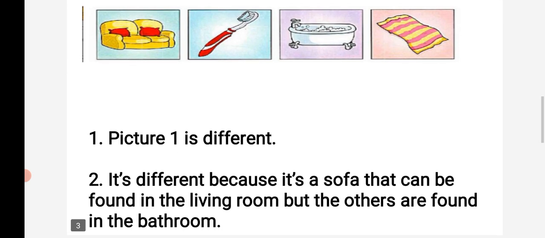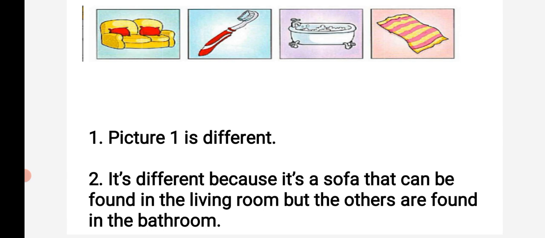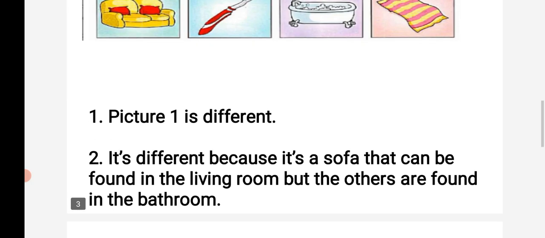Moving on to the next slide, we have pictures. The first one is a picture of a sofa. Then we have a toothbrush, a bathtub, and a towel. Here, picture 1 is different. We are looking at rooms in the house where these items could be found. It's different because it's a sofa that can be found in the living room, but the others are found in the bathroom. A toothbrush, a bathtub, and a towel are usually expected to be found in the bathroom. Usually expected because there are real cases where people don't keep them in the bathroom, but they are usually meant to be in the bathroom. So that's basically what the child is supposed to do.